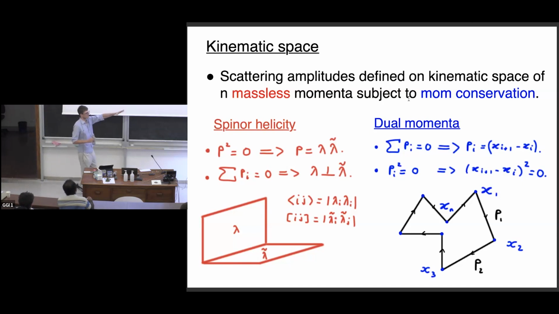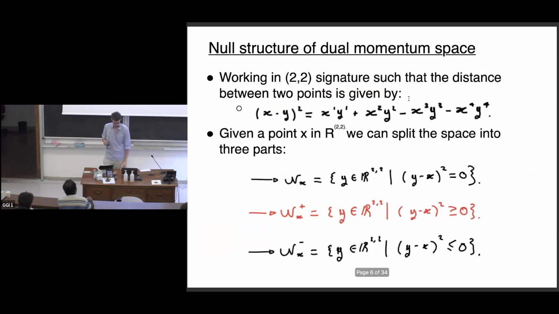And then the massless on-shell condition is just that consecutive points on this null polygon are null separated. Since we'll be working most of the time in dual momentum space, I just want to recap a couple more definitions, which will be important when we move on to defining the amplituhedron. We'll be working in (2,2) signature, such that the distance between two points, x and y, is given by the top formula there.